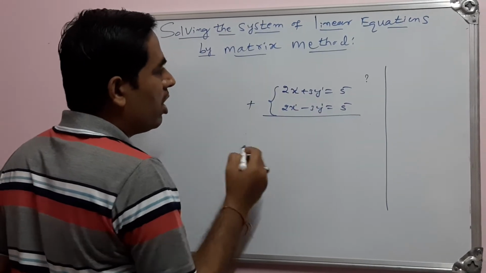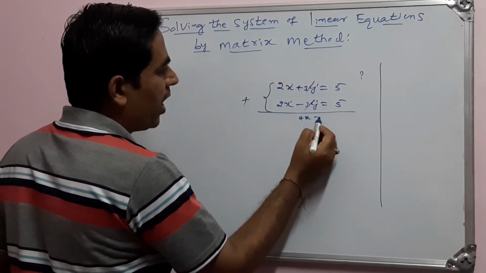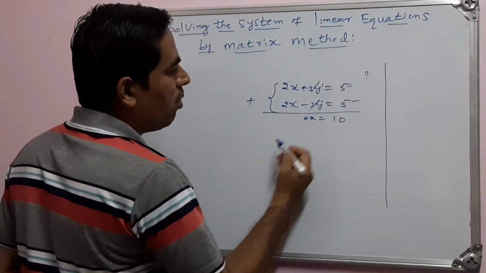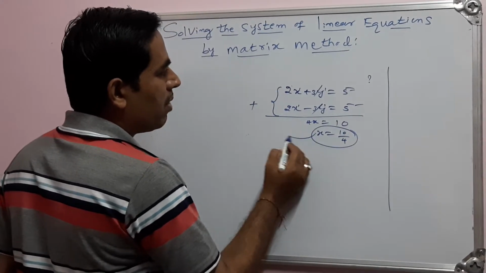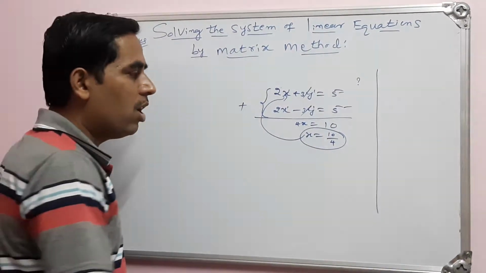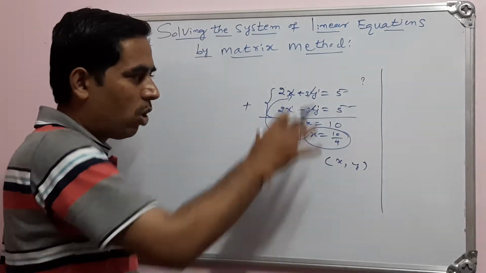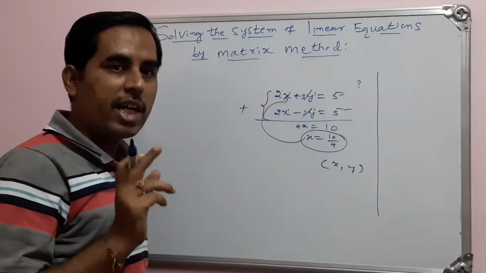If I add these 2 equations, then plus 3y and minus 3y get cancelled. 2x plus 2x will be 4x. Then I add the corresponding right hand sides, 5 plus 5, that will be 10. So I solve for x and get 10 by 4. By substituting this value of x in any one of the equations, I can get the value of y. At the end of the day, I get the values of x and y by solving these 2 equations. I have solved simultaneous linear equations.